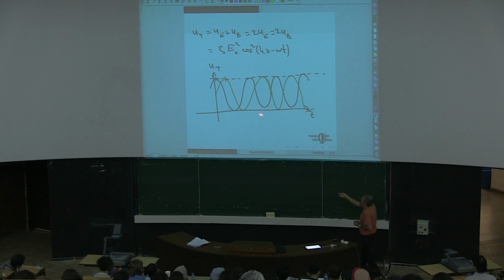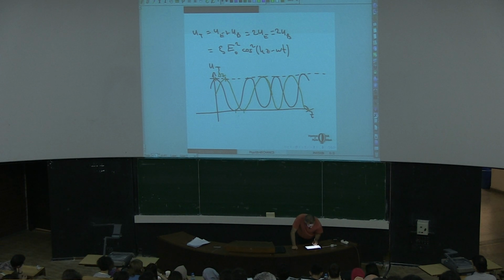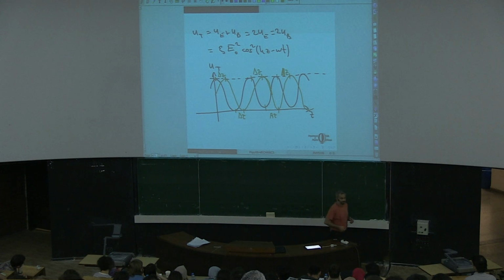This distance is supposed to be the same everywhere. Let's call it delta z. This is also delta z. This is also delta z, etc. All the points have shifted by delta z.